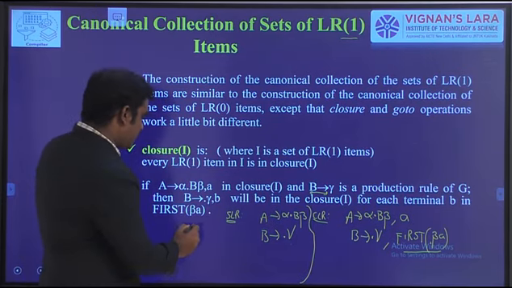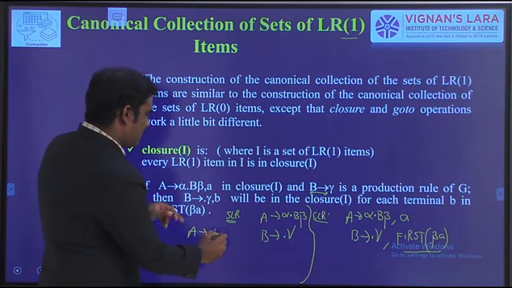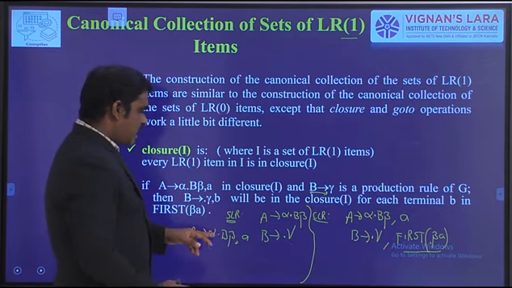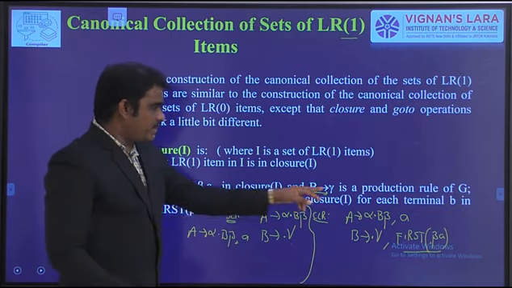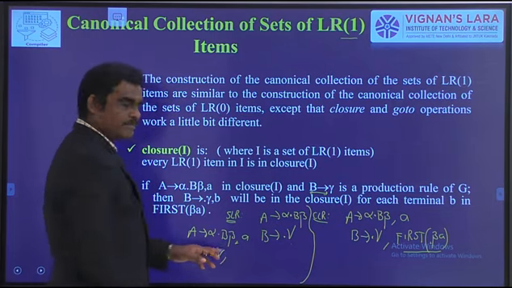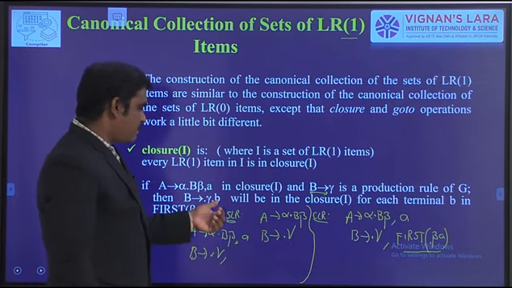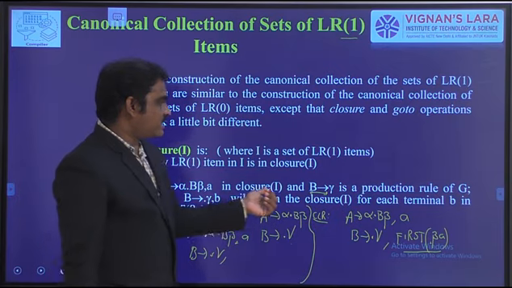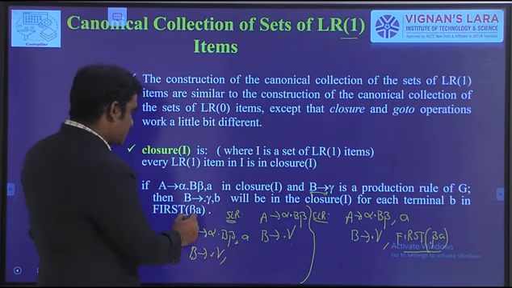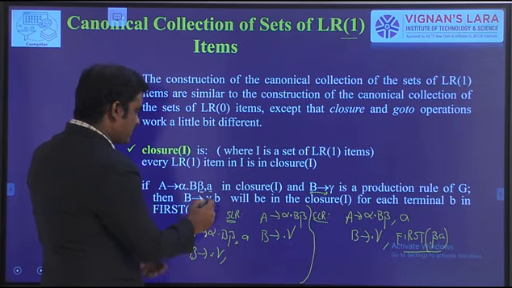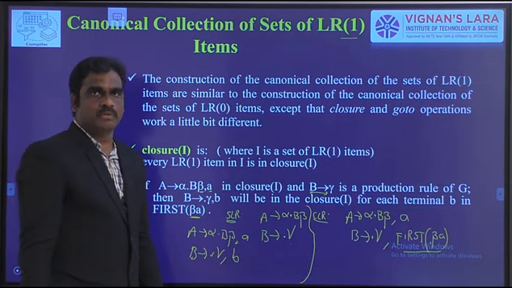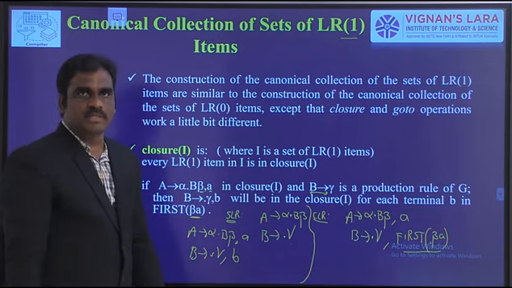Suppose here in this case A → alpha dot B beta, comma a. So here dot followed by non-terminal, so write the B production. Suppose B → dot gamma, and b. What is b? b means nothing but the terminal b in the first of beta a result. So the first of beta a, this is beta and this is a. First of beta a result is b. Then you can write like this. So this is about closure operation.